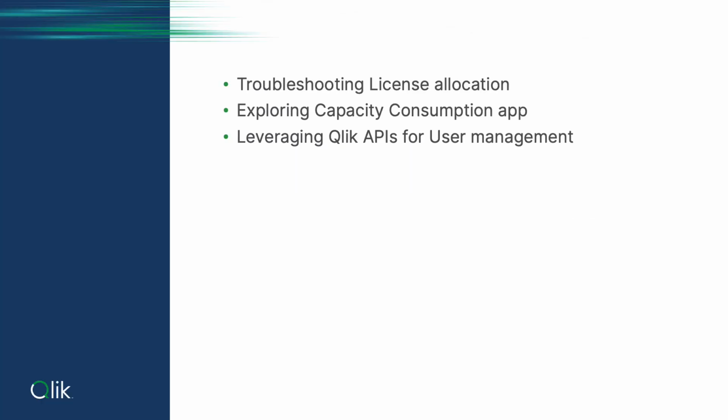Great. All right, well, today we're going to be looking at the capacity model and trying to troubleshoot license allocation, exploring the capacity consumption app, and looking at how you can leverage Qlik APIs to help in user management. Now, Umberto, to get things started, suppose we have a tenant that has recently switched from a user-based license model to the capacity-based one, and too many users are getting the full user license. How can an admin work to troubleshoot that?